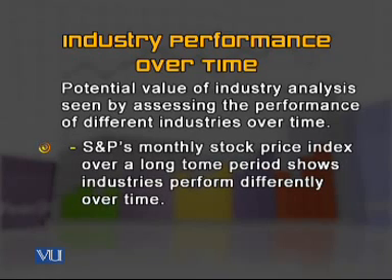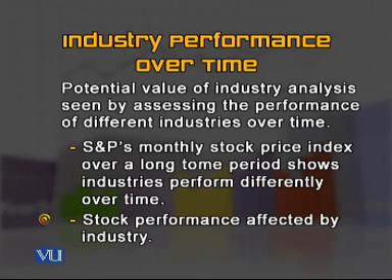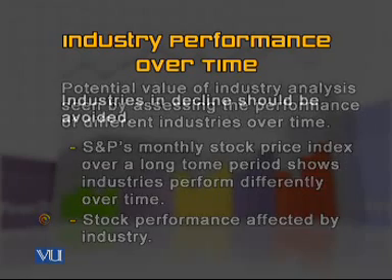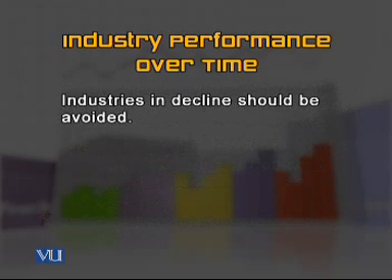In this context, the S&P's monthly stock price index over a long time period shows industries will perform differently over a period of time. So, stock performance is affected by the industry performance, and then industries in decline should be avoided, because we talked about it: if the industry is going south, there's less likelihood of an individual stock going north, because the industry as a whole is going to dictate the company. While the industry would be referred to as macro, common stock would be referred to as micro.